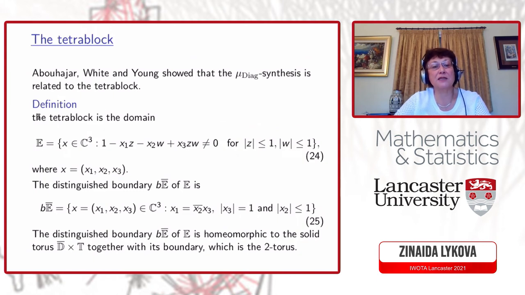And so they introduced a tetrablock, which is defined this way. So it's a domain in C3. Its distinguished boundary has a little bit more structure. It's a solid torus together with its boundary, which is a two-torus. And of course, there are some subtleties when you have to deal with a distinguished boundary, which has its own boundary. Inner functions from the disk to the distinguished boundary of the tetrablock, which connect the unit circle to the distinguished boundary, are much more subtle than inner functions.